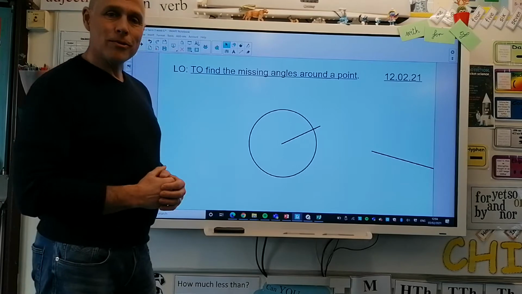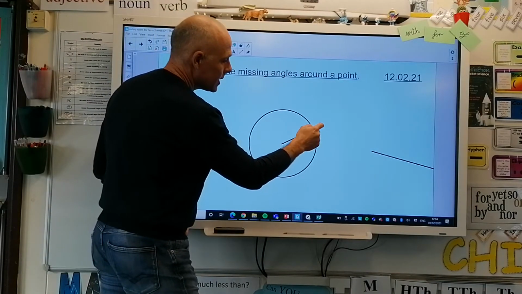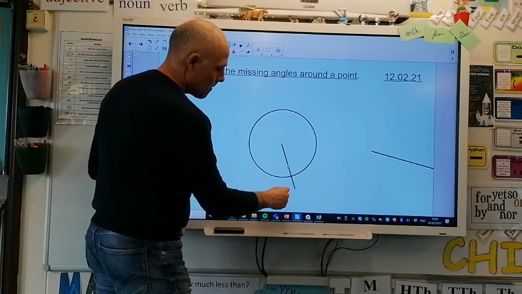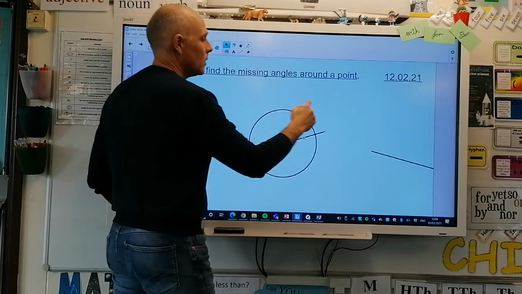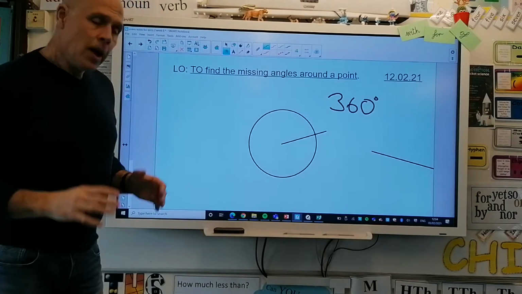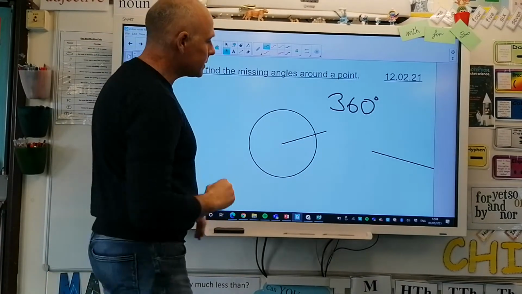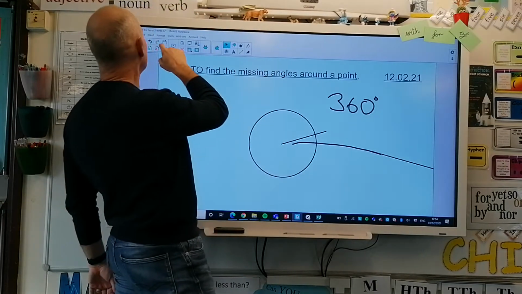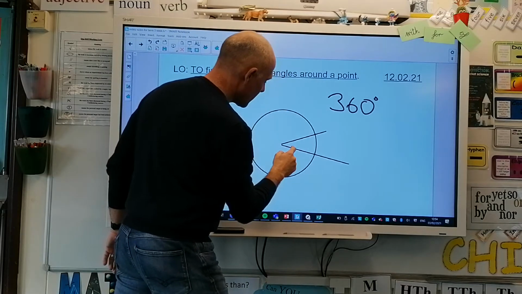So, missing angles around a point. So here we go. We know that if we were to turn a full turn, that would come to 360 degrees. Bear that in mind, the whole turn is 360 degrees.